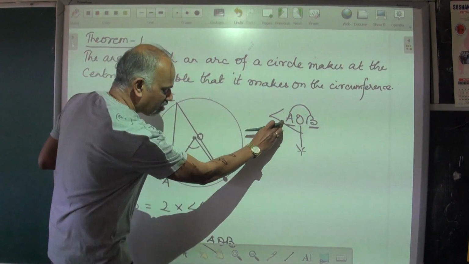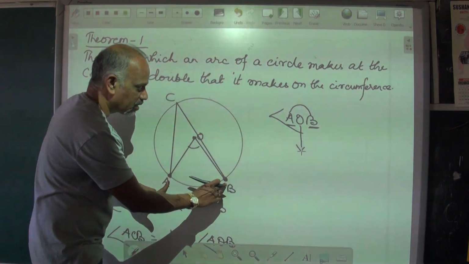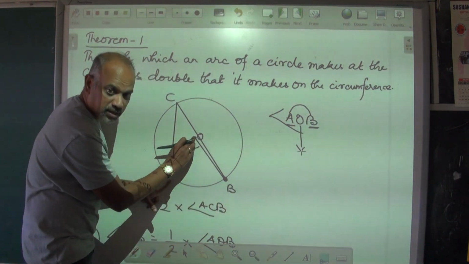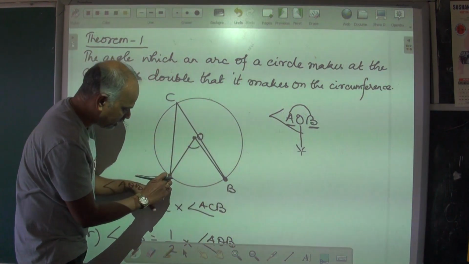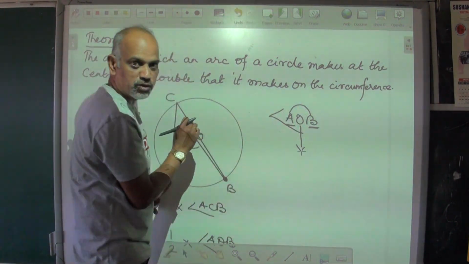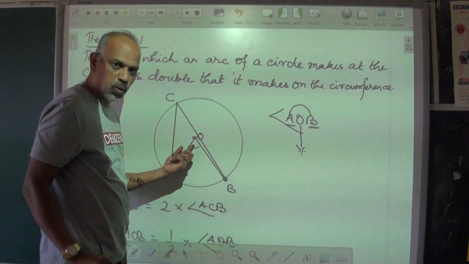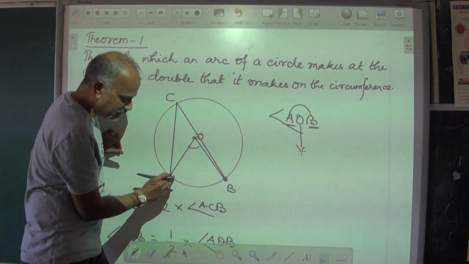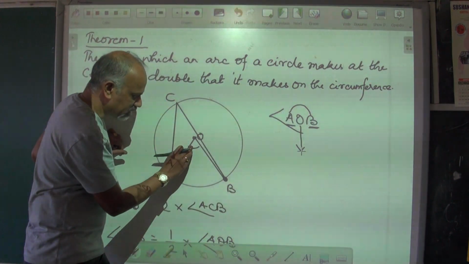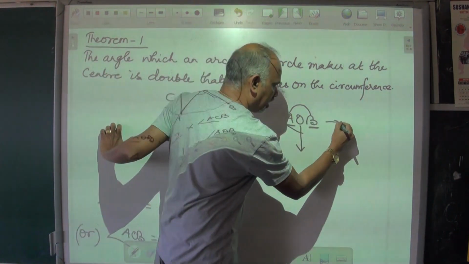So first alphabet, last alphabet is A, B. So AB is the arc. And O is the point where the angle is made. O is here. That's the angle. Angle AOB. Always the middle alphabet shows which is the angle. So the angle is at O. So this is the angle made by arc AB, and this angle is made at O, where O is the center. So this is the angle made at the center.